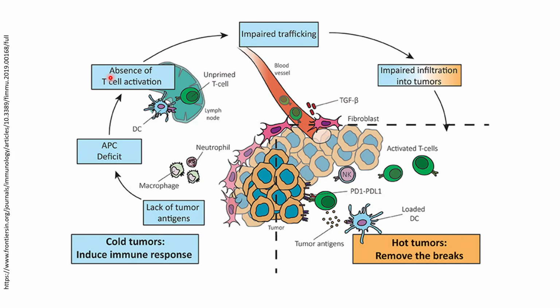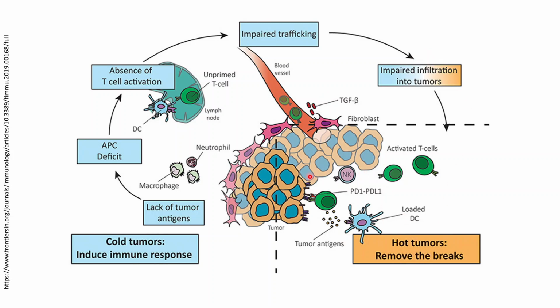So this is basically a depiction that you can have cold tumors where you are inducing an immune response, but because of the lack of tumor antigens, a lack of priming via dendritic cells at the lymph node, you don't have good T cell activation. That can lead to impaired trafficking, meaning that they don't reach the tumor that well. That can lead to impaired infiltration into the tumors. So you have a cold tumor, whereas the hot tumor is where you're removing these brakes.